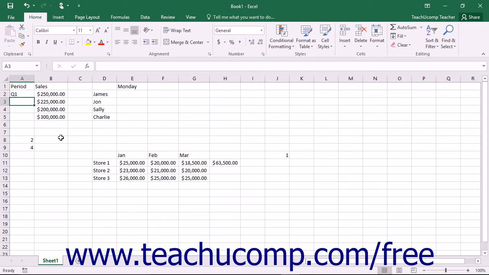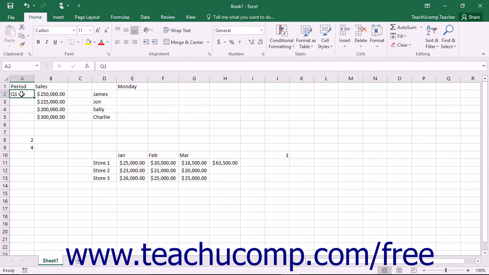AutoFill is a feature that allows Excel to automatically fill in a repeating pattern that you establish. For instance, you could fill in the months of the year, days of the week, or any repeating numerical pattern. To do this, first select the cell or cells that establish the pattern.